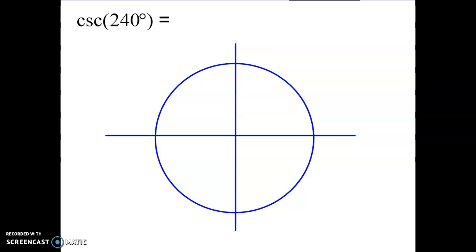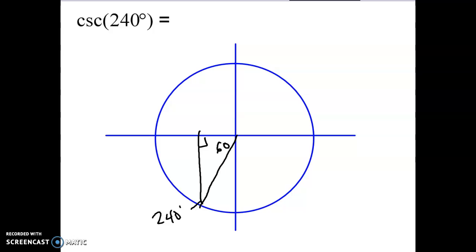All right, how about this one? Cosecant of 240. All right, this time I'm going to go positive. So I'm going to go counterclockwise. 90, 180, 270 is too far. So how far from 180 do I need to go to get to 240 degrees? Well, if I subtract 240 minus 180, I'm going to get a reference angle of 60.